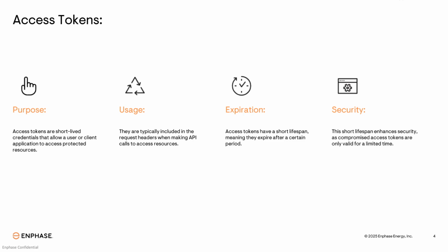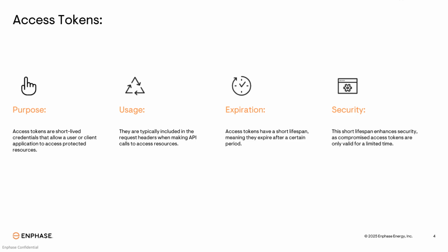There are 4 categories that easily break down the details of the access tokens. The first category would be purpose. Access tokens are short-lived credentials that allow a user or client application to access protected resources. The second category would be usage. Access tokens are typically included in the request headers when making API calls to access resources.